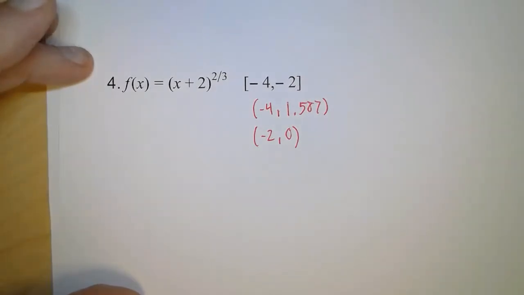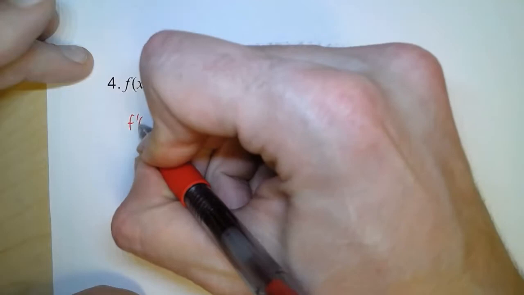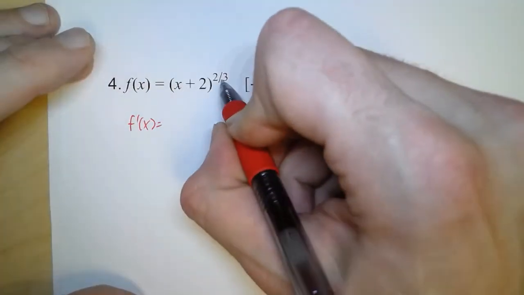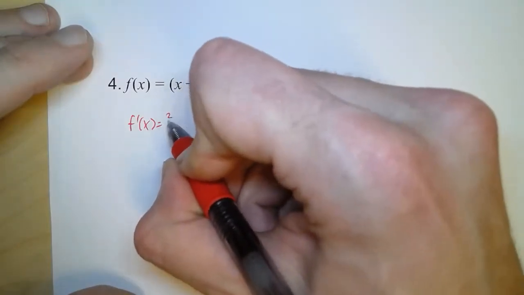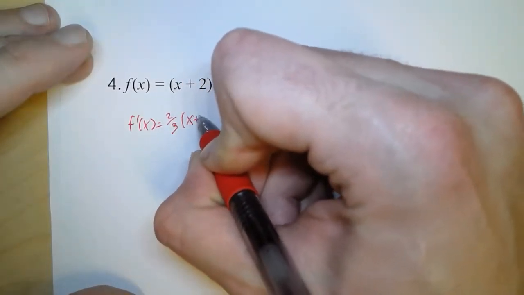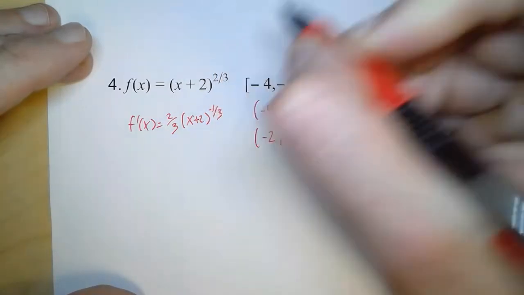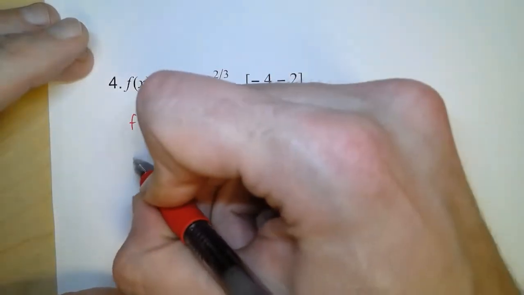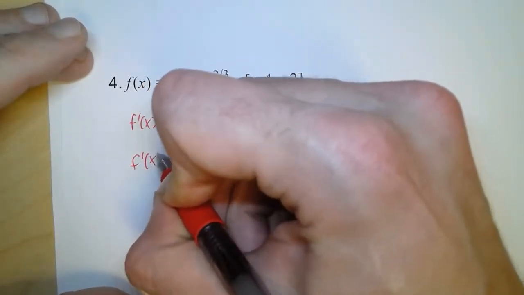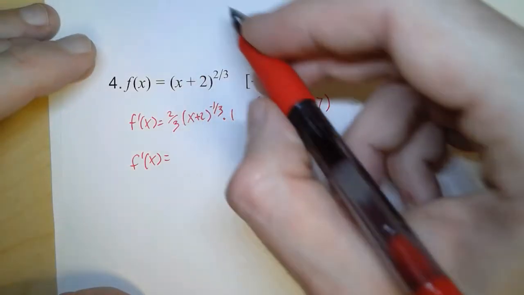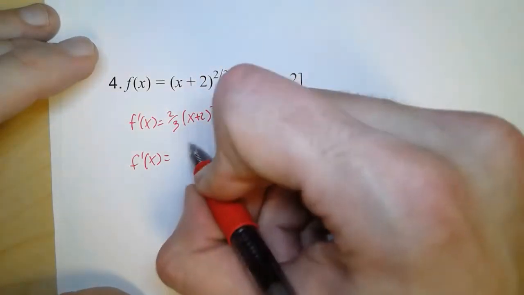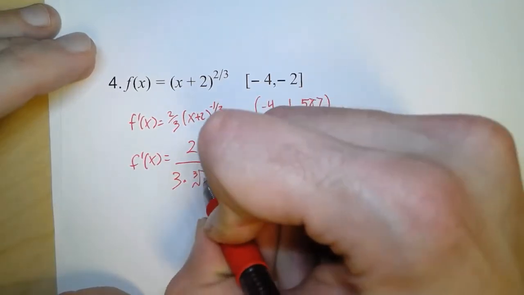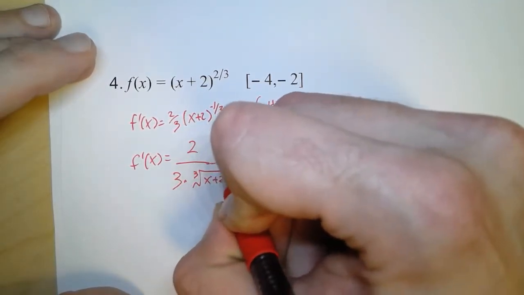So now we want to find the derivative. F prime of x equals, chain rule here, so we take the derivative of the outside, so the 2/3 comes down, times x plus 2 to the negative 1/3, times the derivative of the inside, which is 1. Now for continuity, the way we've been writing it with ratios and fractions, I'm going to write this as 2/3 over the cube root of x plus 2.